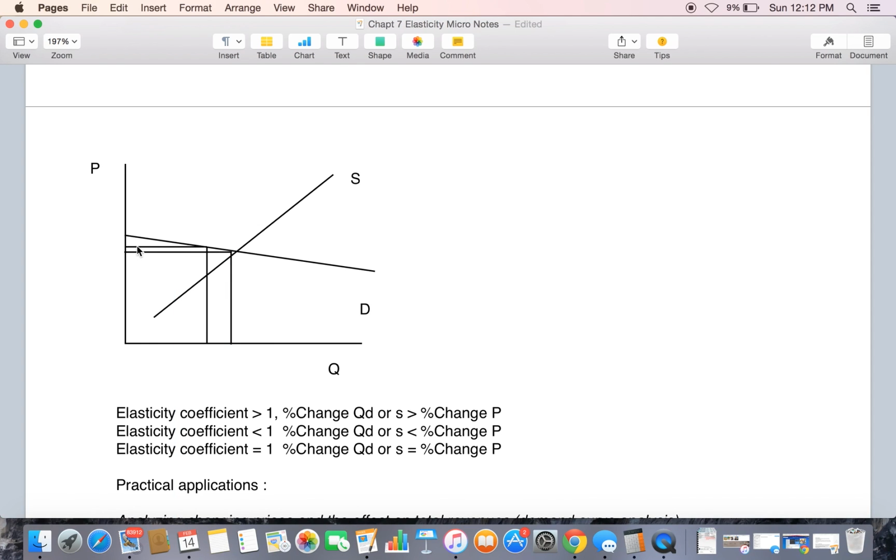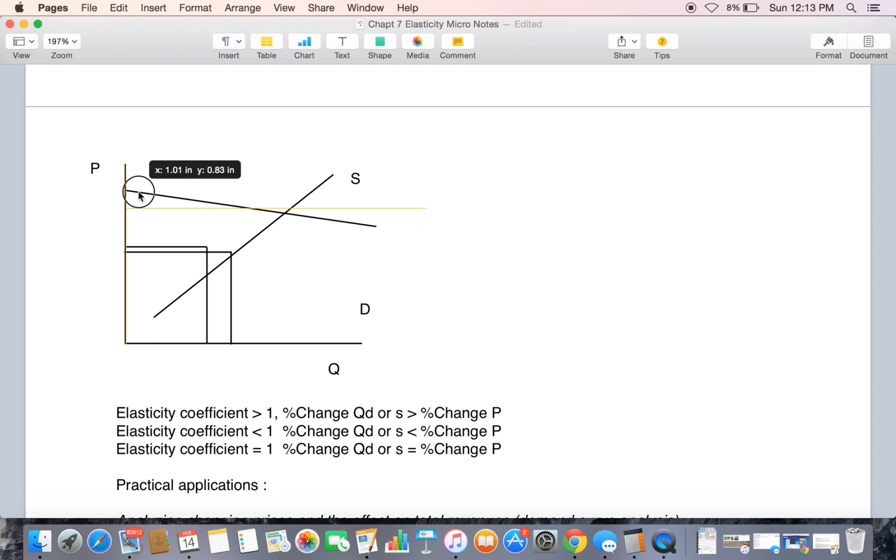So at this price right here, we can see that we have a certain quantity demanded, right? Now if I drop the price just a little bit, we see that the change in quantity demanded, this being our new quantity demanded right here, is greater than this change in price. So whenever we have a change in quantity demanded that's greater than the change in price, we will have an elastic curve.